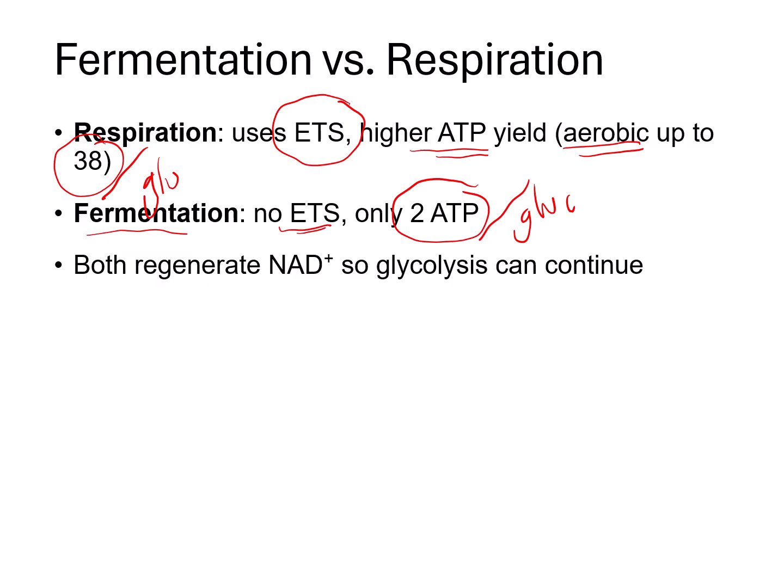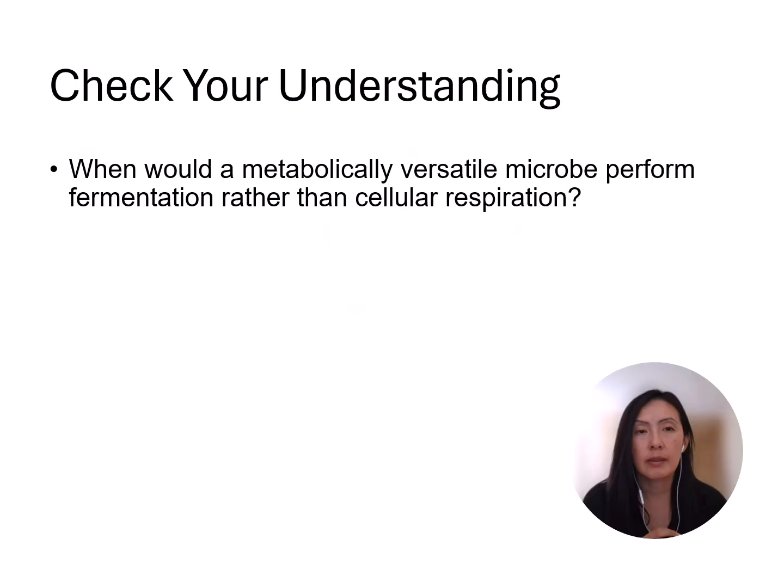So both in the end do help us regenerate NAD+, because that is a reactant necessary for glycolysis. So when would a metabolically versatile microbe perform fermentation rather than cellular respiration? A microbe capable of both will switch to fermentation when 1.